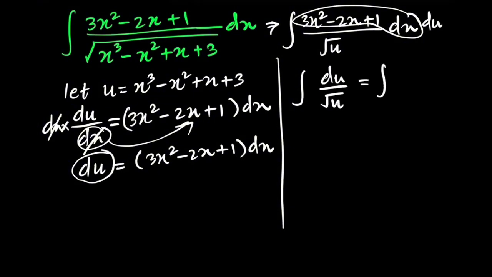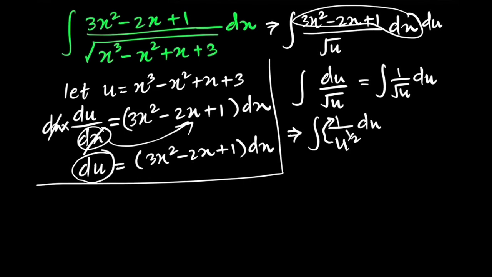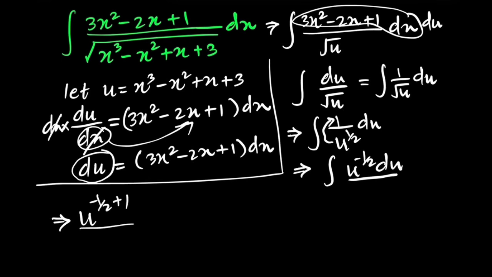I can write this as the integral of 1 over square root of u du, which equals the integral of 1 over square root of u, meaning u raised to half, du. Take this u raised to half to the numerator, which becomes the integral of u raised to negative half du. Now you can easily integrate this one. So this equals u raised to negative half plus 1 divided by negative half plus 1, plus c. And this equals u raised to negative half plus 1, meaning half, divided by half, plus c.